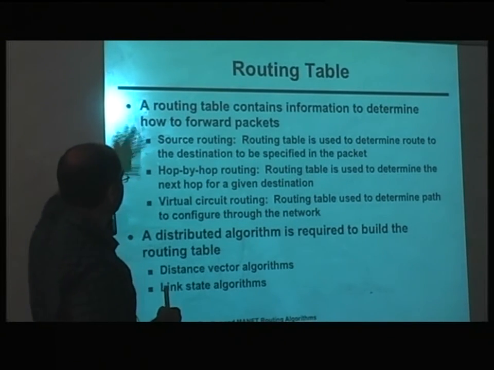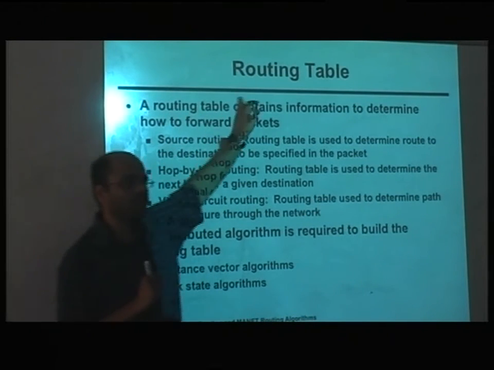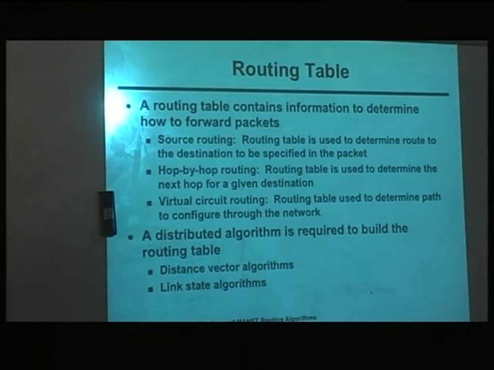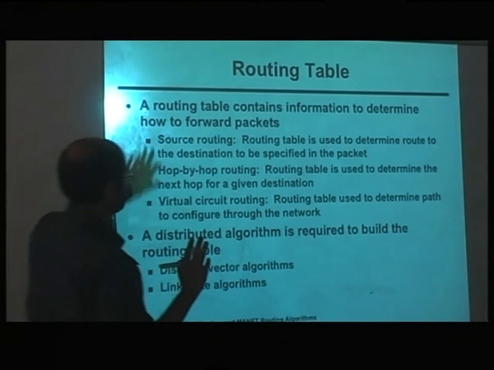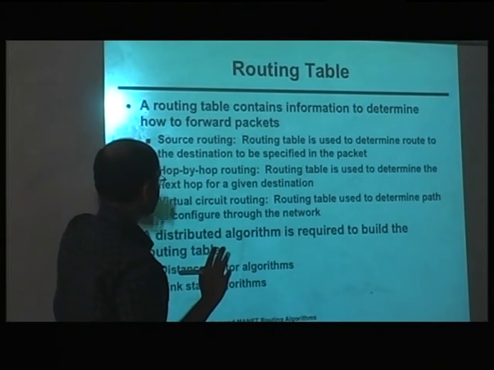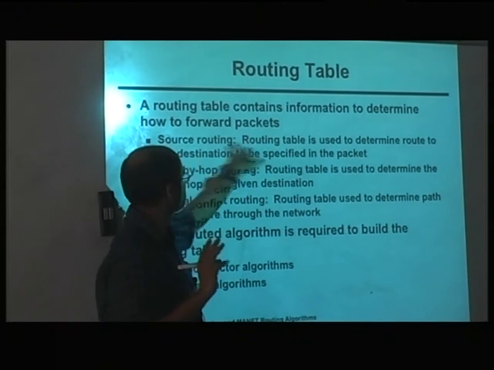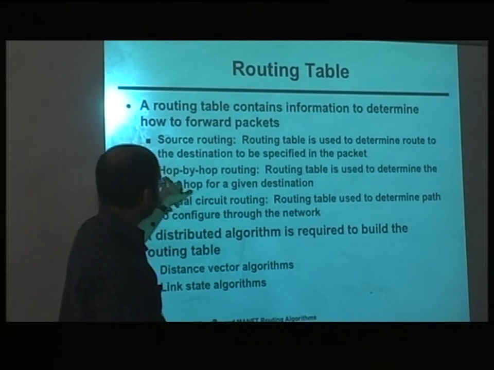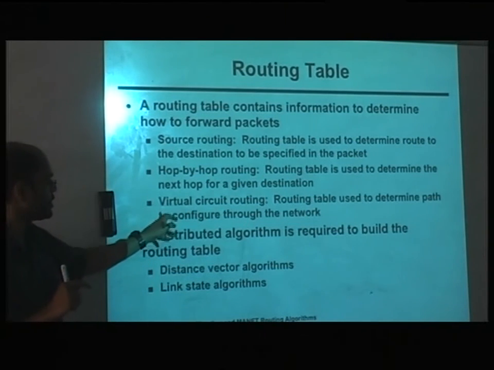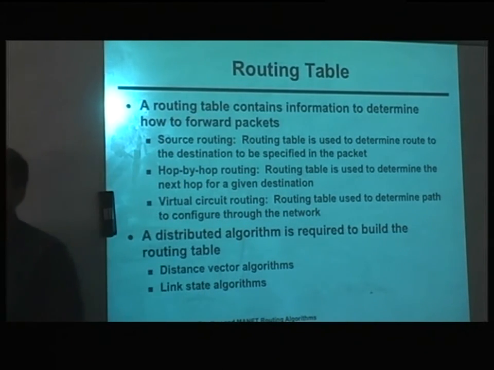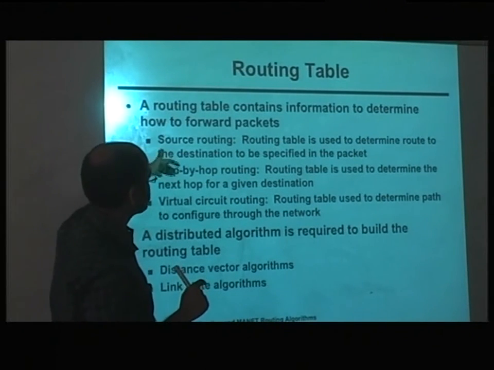Before saying this, this is the output of the routing algorithm. Whenever you execute a routing algorithm, the output is a table. That table contains, depending upon which algorithm you are using, basically the route to the destination. Right? So in source routing, it's the entire route. In hop by hop routing, it's the next hop. And in virtual circuit, it's just the virtual circuit number. That's it. So depending upon which routing you are using, you will have three different types of routing tables.